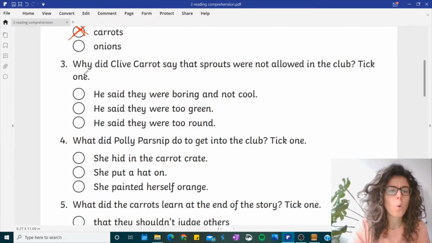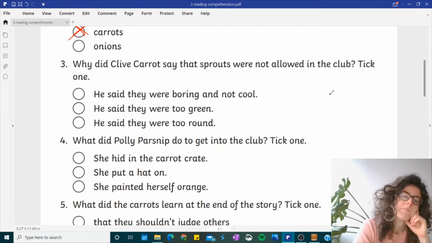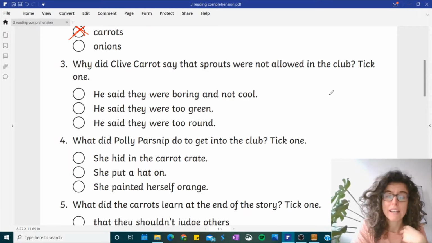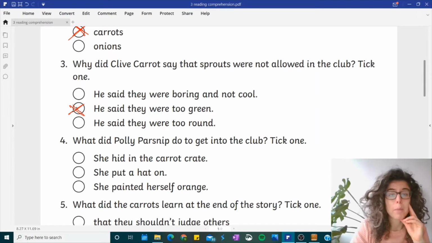Now, why did Clive Carrot say that sprouts were not allowed in the club? Tick 1. I don't remember super well. Maybe you have the right answer. I don't know what it is. So I'm going to say maybe this one: he said that they were too green. But I don't really remember. So let's go look for evidence in the book.